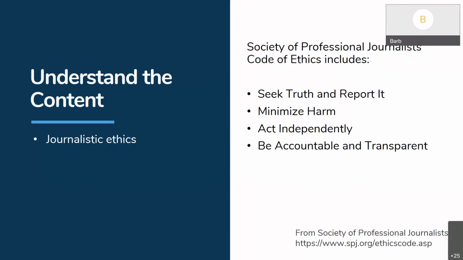We can kind of go into that a little bit. Seek truth and report it seems self-explanatory. Minimize harm, kind of the same thing. Doctors have a code of do no harm. This is one of the reasons that newspapers will do things like not publish photos of minors who are involved in a court case, things like that. Act independently would include not being swayed by who owns your newspaper, things like that. And being accountable and transparent means citing your sources in as much as you can and just talking about where your information comes from. It should be possible for someone to fact check a journalism article. That's what the transparency is there for.